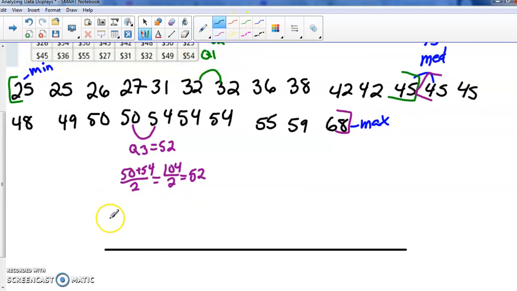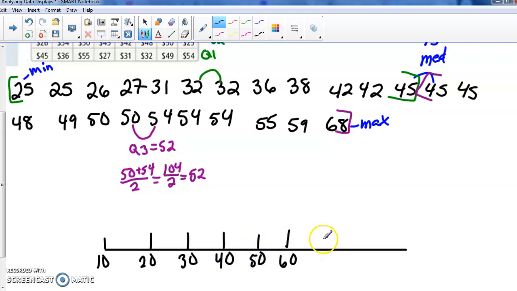I'm going to choose to go by intervals of 10 for my box and whisker. So 10, 20, 30, 40, 50, 60, and I'm going to put 70 there. So we know my minimum was 25, so I'm going to put that dot right about there. And we know my maximum was 68, so I'm going to put that dot right there again. That is 25, and that is 68.